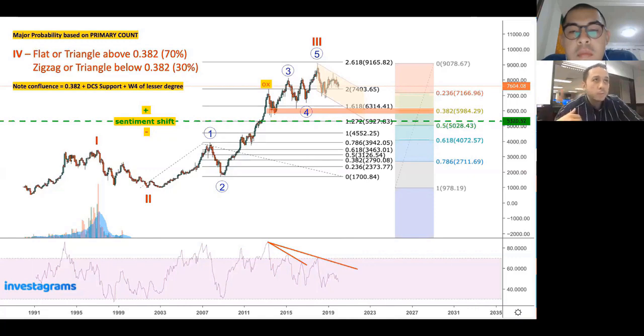tried to use as a handle to help warn people of a pending decline in the Philippine stock market. I think we started with that sometime in the second quarter of 2019.